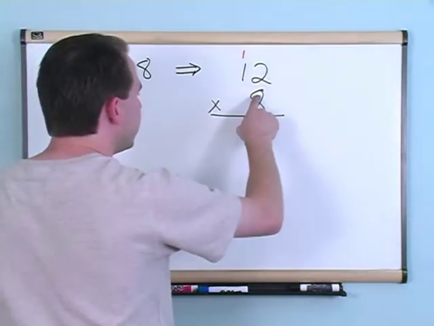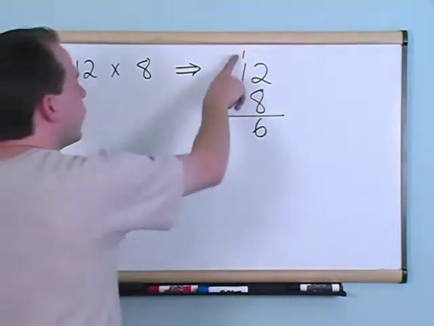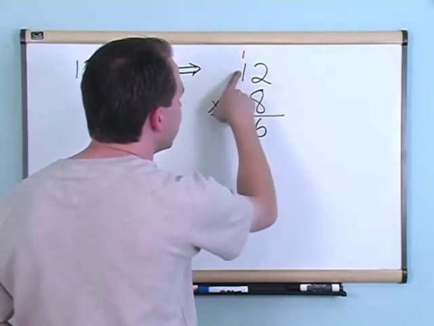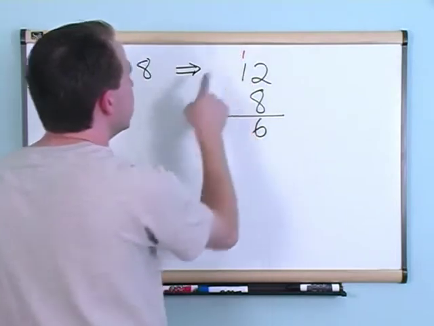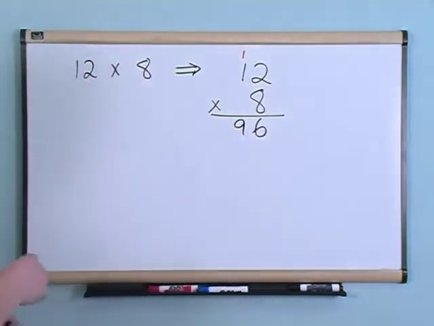Now, pay very close attention to what we're doing here. We're going to do the same thing that we did before. 8 times 1 gives me 8, okay? But there's a 1 here, so what do I do? What you do is you say 8 times 1 gives me 8, plus this 1 gives me 9. So I'll put a 9 down here. 8 times 12 is 96, okay? That is how you do it.